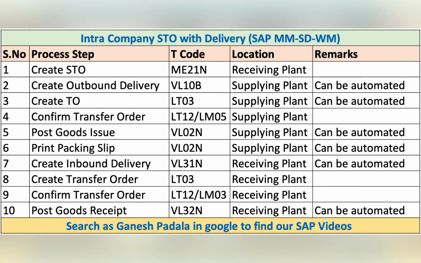So if the business say that, no, we want to do goods issue manually or something, then you can stop automation. Otherwise, we have a scope to reduce those steps. So among 10 steps, based on the business requirement, we can reduce almost 6 steps. Goods receipt can be automated, goods issue can be automated, and confirm transfer order and create transfer order must be manual, because that's a planning.